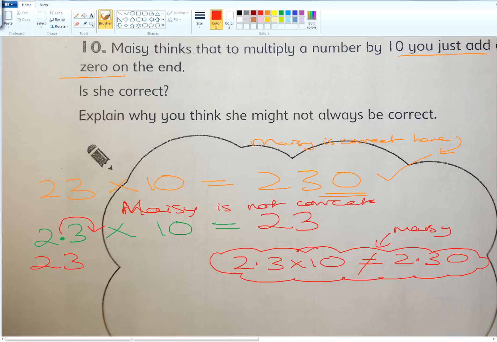Okay. Are we happy with that for question number 10? So why you think she's not always correct? We've given 2 examples. So 2.3 times by 10 is not 2.30, it's 23. That's enough. Okay, next question, number 11.